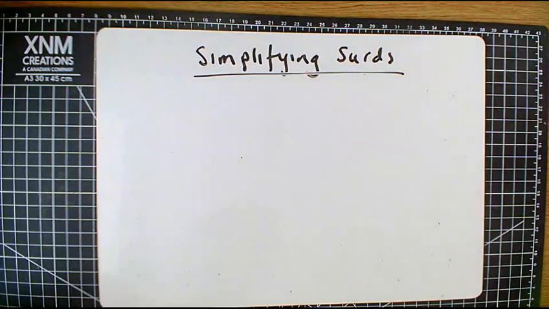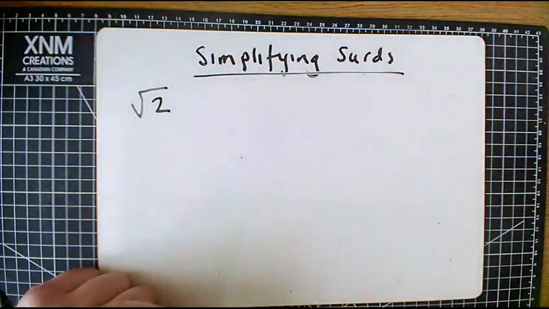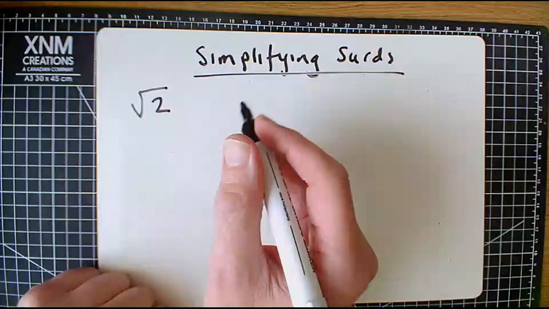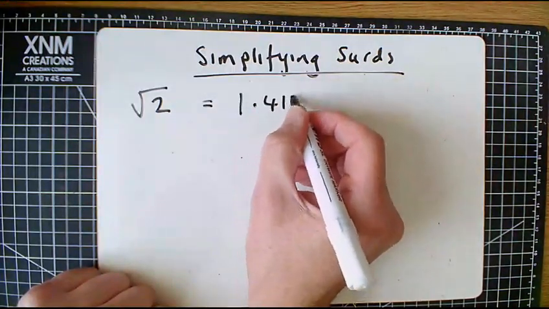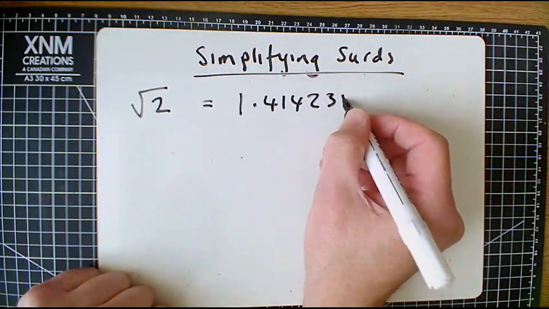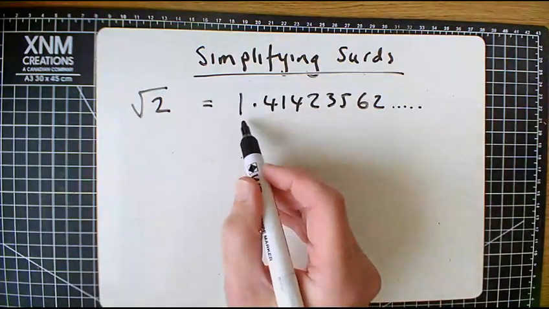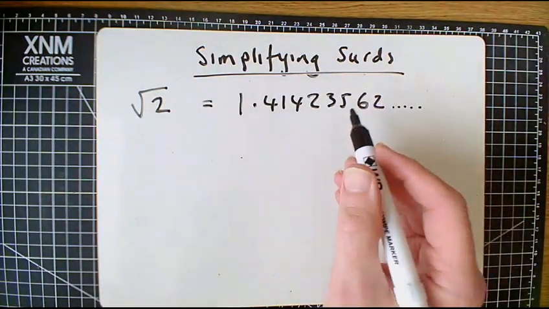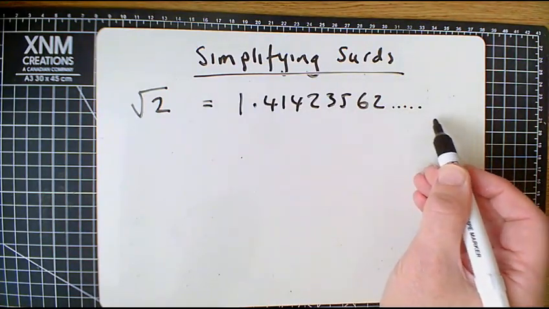This video is going to be about simplifying surds. A surd is the root of a whole number which produces an irrational number. So for example, the square root of 2, that's a whole number and it's been rooted. If I were to press square root on my calculator, I would get 1.41423562... Now the important thing about this is it's an irrational number because it's a decimal, but importantly there's no repeating pattern in the decimal and it goes on forever.